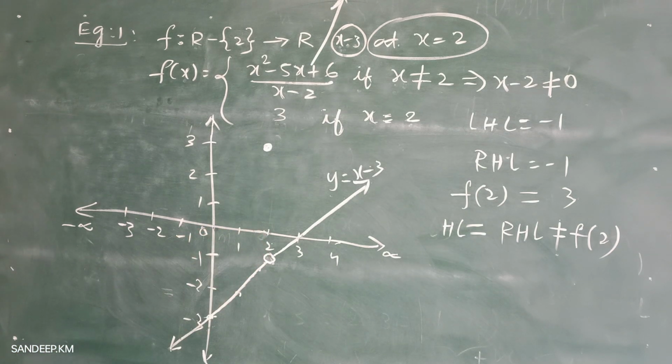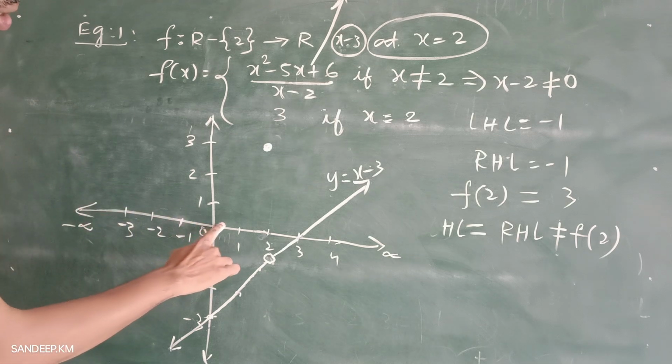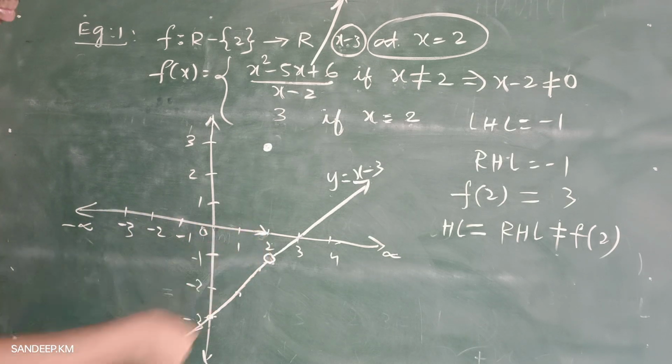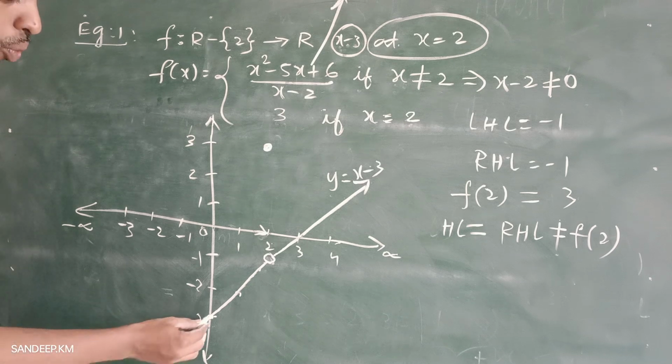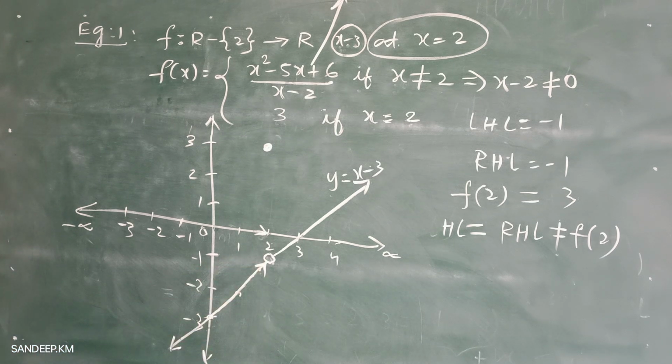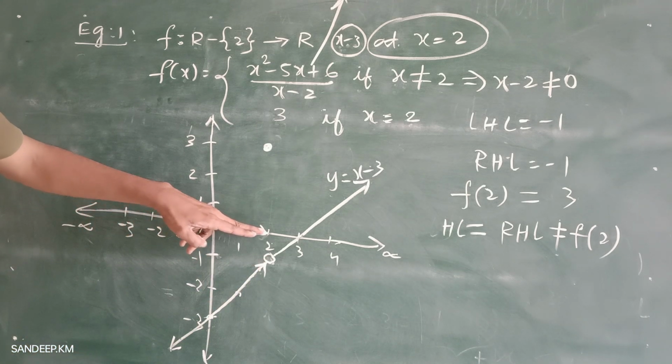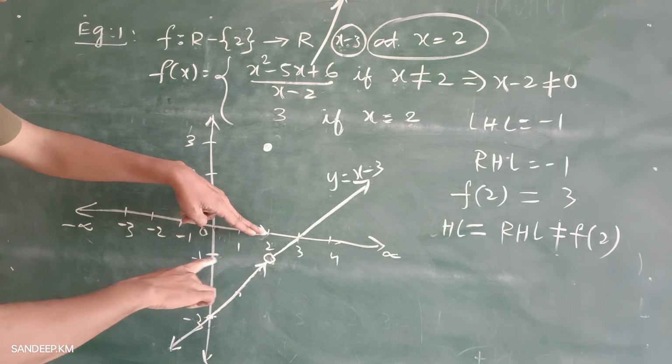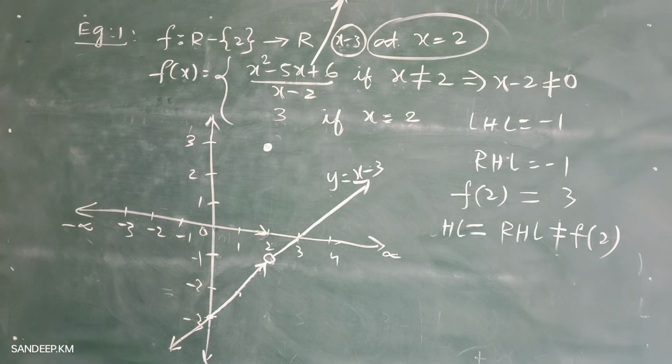Left hand limit: when the input is approaching 2 from the left side, the output, through the graph, is approaching what number? The output is approaching minus 1. When the input is approaching 2 from the left side, the output is approaching minus 1.